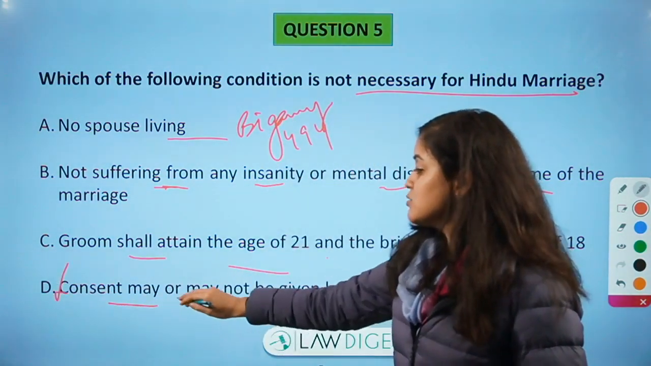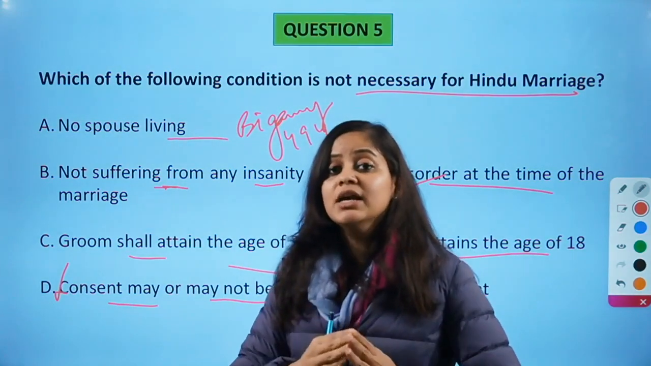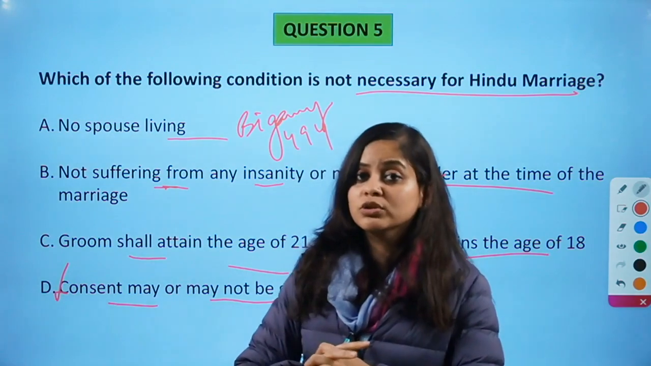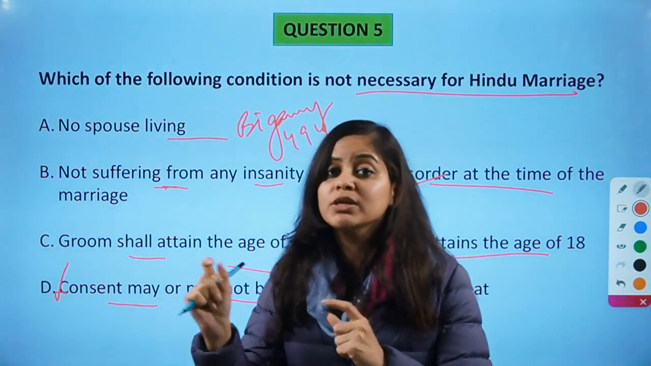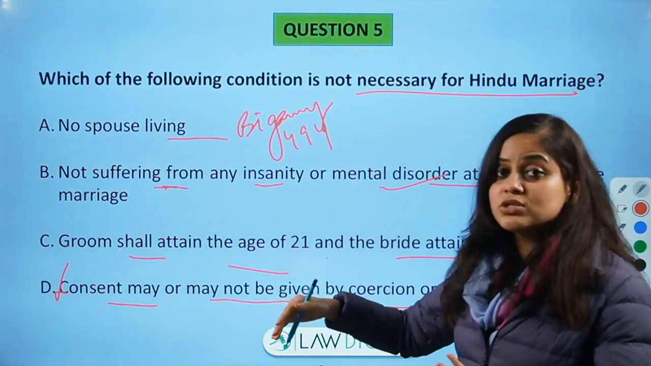Why? Because it says may or may not. Now if you look at the Hindu Marriage Act, it says that consent shall be free. It should not have been obtained under force or threat. So it says it shall not be. Shall means the condition is mandatory. May means the condition is discretionary.